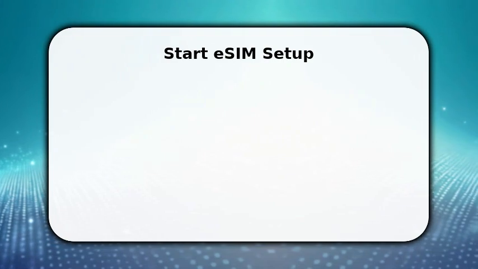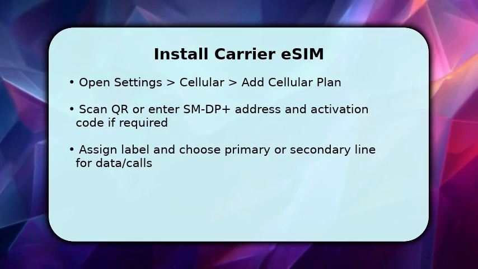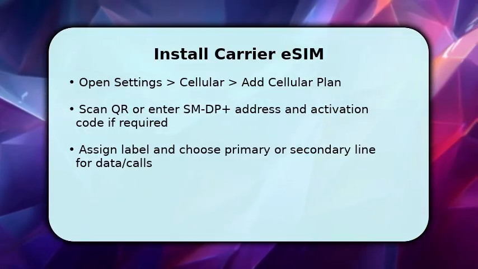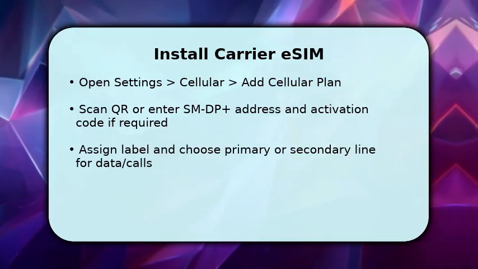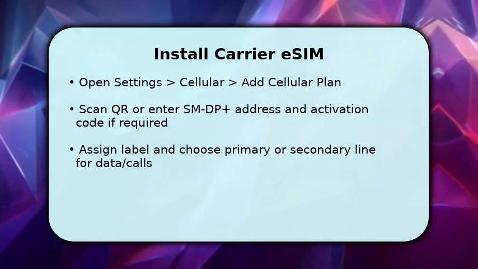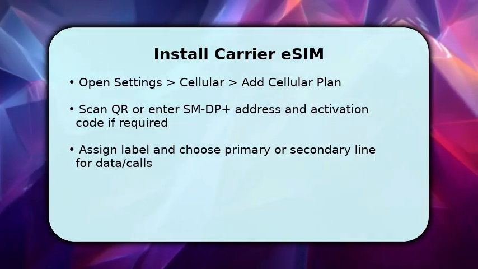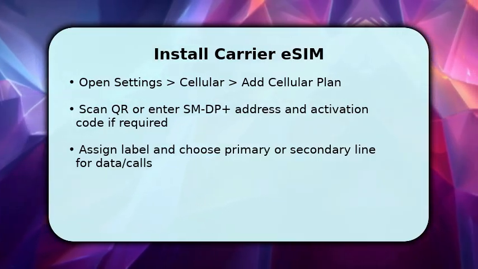Follow the Add Cellular Plan flow in Settings to import the eSIM. You now add the eSIM profile step by step. Open Settings, tap Cellular, then Add Cellular Plan. The camera will scan the carrier QR code and download the profile. If the carrier provided SM-DP+ and activation codes, choose Enter Details Manually and input them exactly. This ensures the profile registers with the carrier.